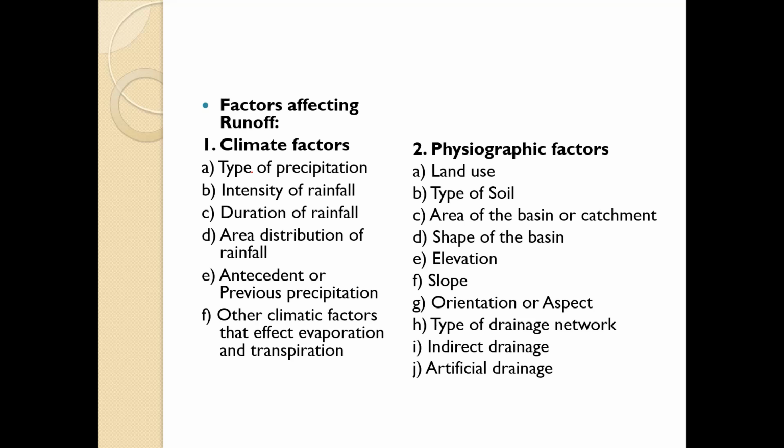Then next is the physiographic factor, that is land use and type of soil. If it is urban land or a paved area, the runoff will be more, as there is no percolation into the ground. And for type of soil, if the soil is less permeable, then obviously runoff will be more. Then the area of the basin or catchment: if it is more, then runoff is obviously more. Shape of the basin again plays an important role in the runoff. Then elevation, slope, orientation, type of drainage network, indirect drainage or artificial drainage, all these factors affect the runoff.